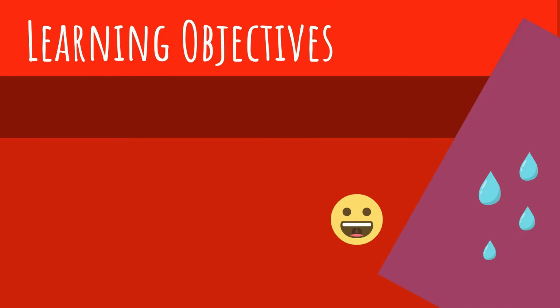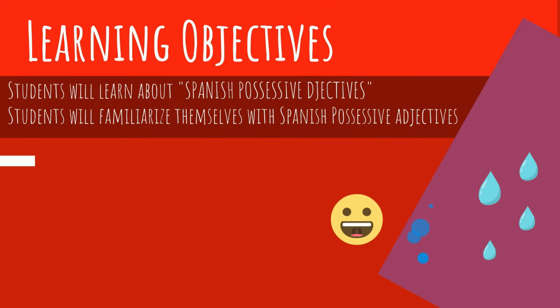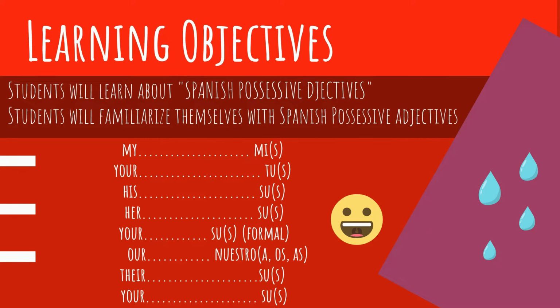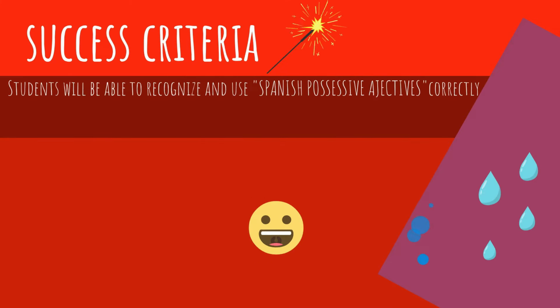The learning objectives for today are as follows. Students will learn about Spanish possessive adjectives. Students will familiarize themselves with Spanish possessive adjectives. Now, this is very easy, so there's no need for you to worry. Success criteria. Students will be able to recognize and use Spanish possessive adjectives correctly. As I said before, there's no need to panic.